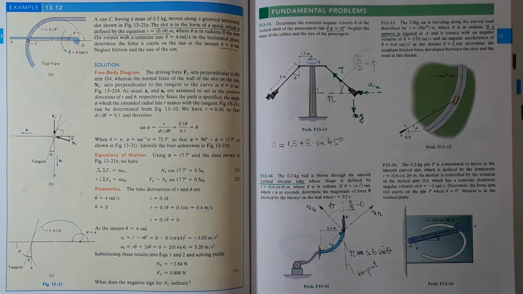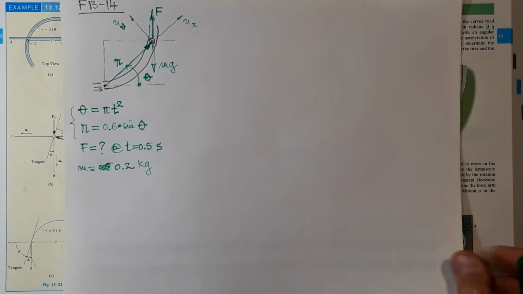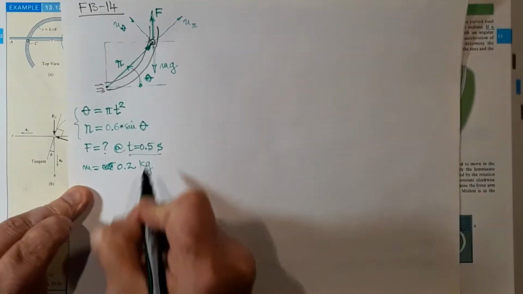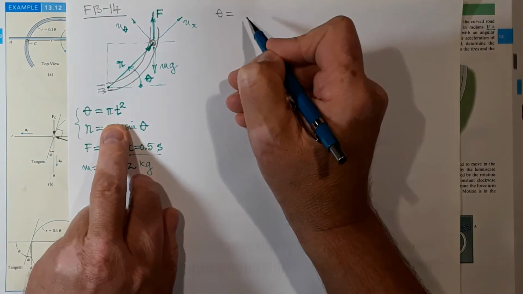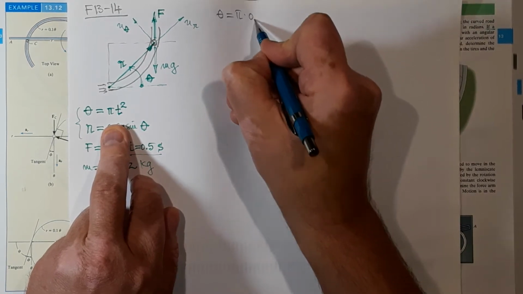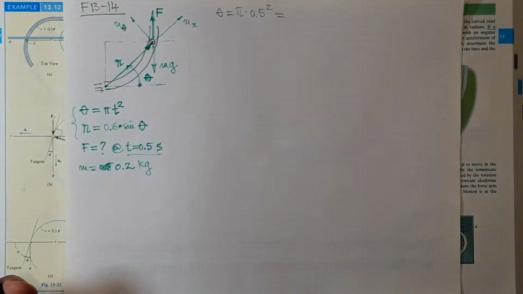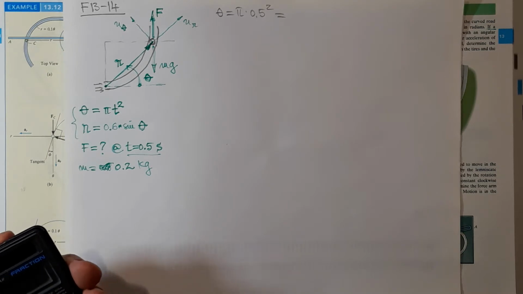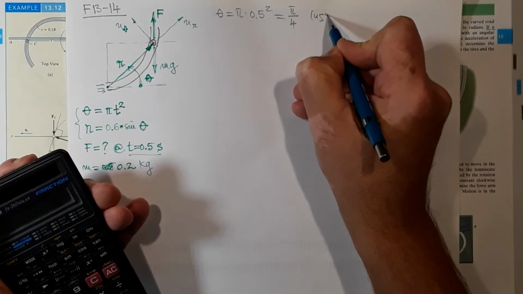The blower blows air, and when t equals 0.5 seconds, we can calculate the angle. So theta is going to be pi times 0.5 squared. So 0.5 squared times pi. This is 45 degrees, or pi over 4.